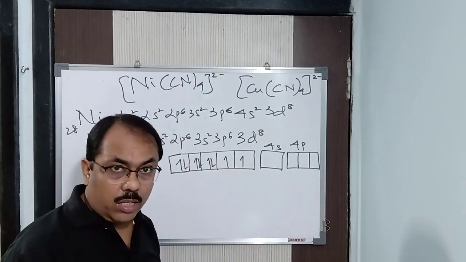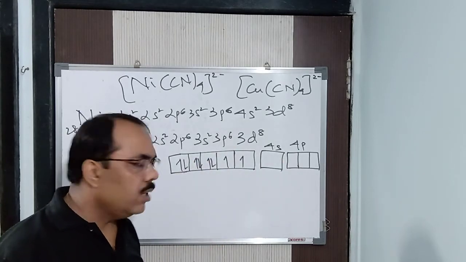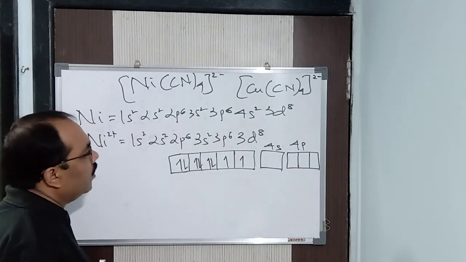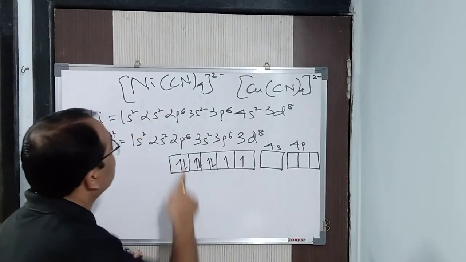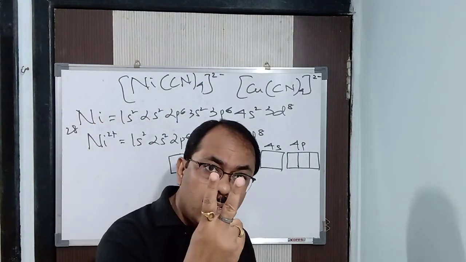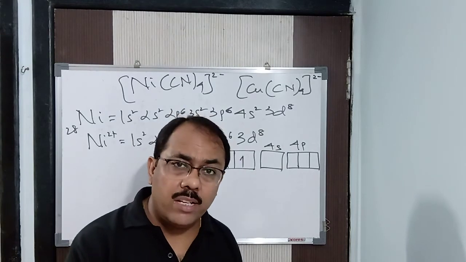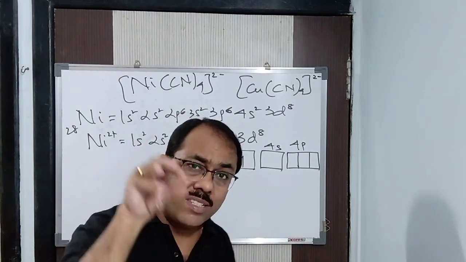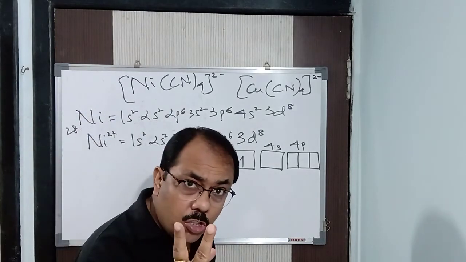But I don't want 4d here. I want up to 4p only. Why do I want up to 4p? Because I want 4 vacant orbitals. Why 4? Because how many ligands are there? 4 ligands. Each ligand will give how many pairs of electrons? 2. Because, as I said, ligands are donor atoms. What does it donate? It donates a lone pair of electrons to the central metal atom. Lone pair means 2 electrons it will donate.